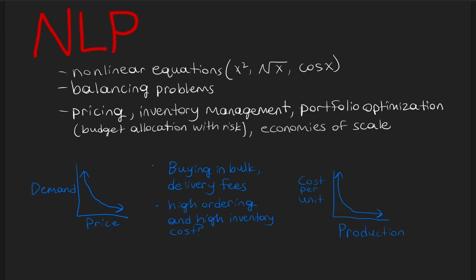And finally, the last example for nonlinear programming is economies of scale. As production increases, cost per unit is going to decrease. And if you have less production, then the cost is going to be high. So the more you spend on production, the cheaper it is to create your product, which can give you more profits. But also, if you spend less on production, then the cost per unit is way higher.